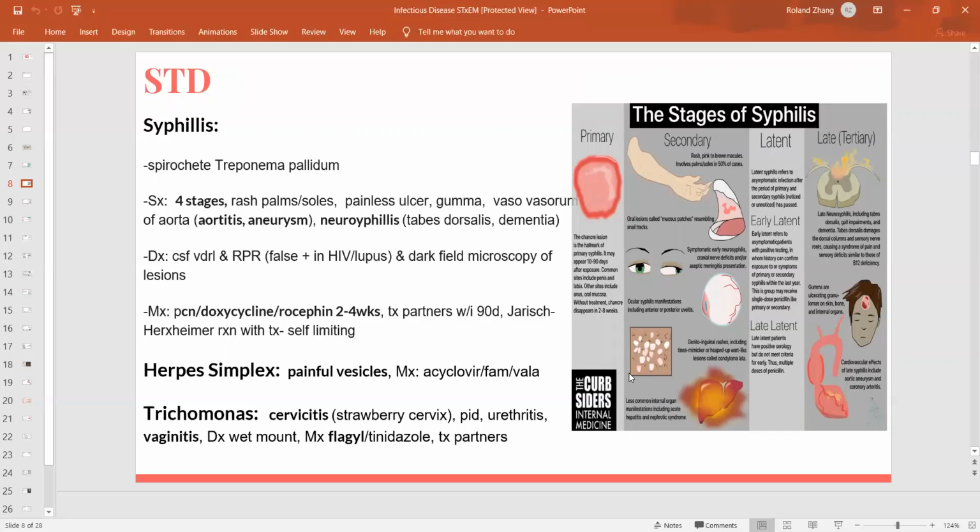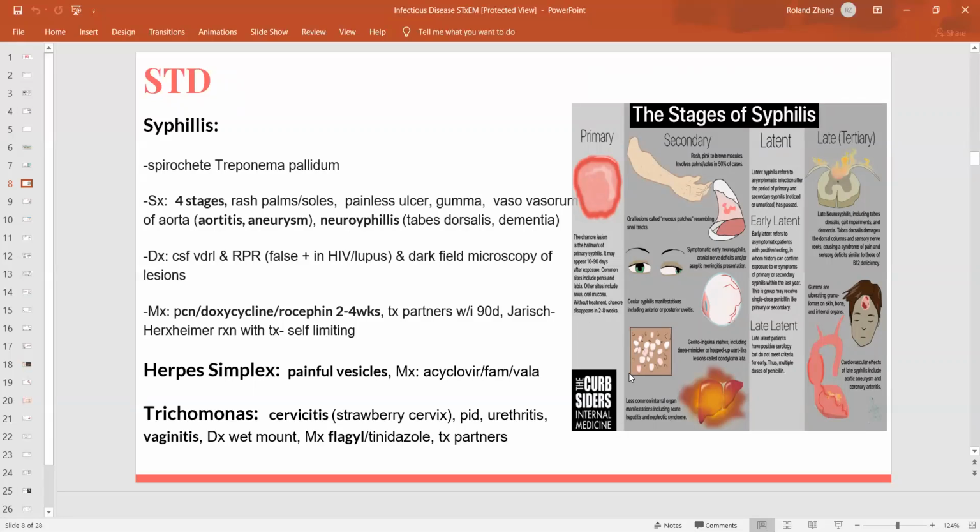So syphilis, trichomonas is more common. So I would say the top three would be chlamydia, gonorrhea, and trichomonas. Syphilis is not so much, but it is also prevalent, and it's caused by the Treponema pallidum bacteria. It causes 4 stages, and the reason we categorize these stages is because of symptoms and also how we should treat them.